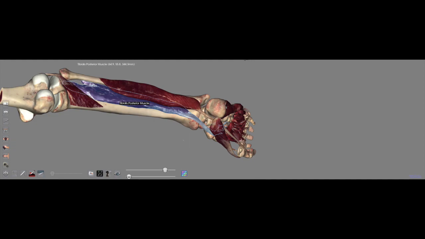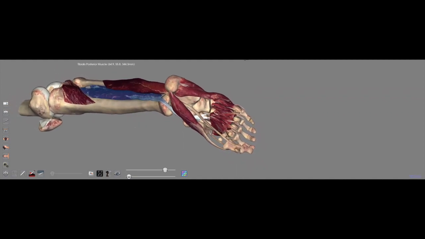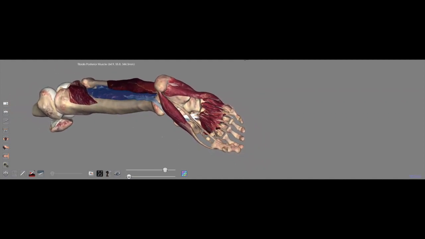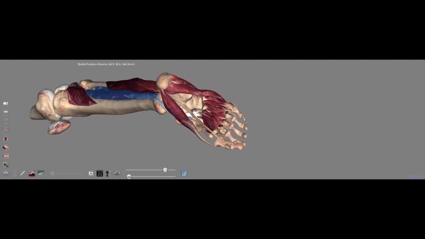It travels distally and fans out on the plantar aspect of the foot, with insertion points on the navicular tuberosity, the plantar surface of the cuneiforms, and the plantar surface of the cuboid and bases of the second, third, and fourth metatarsal. We'll remove some of these other intrinsics to help see that orientation. There you are.